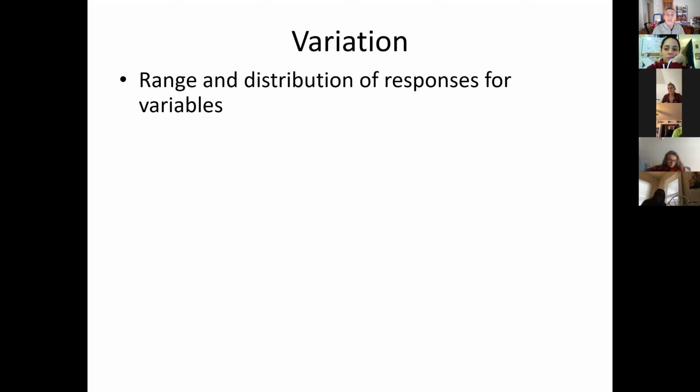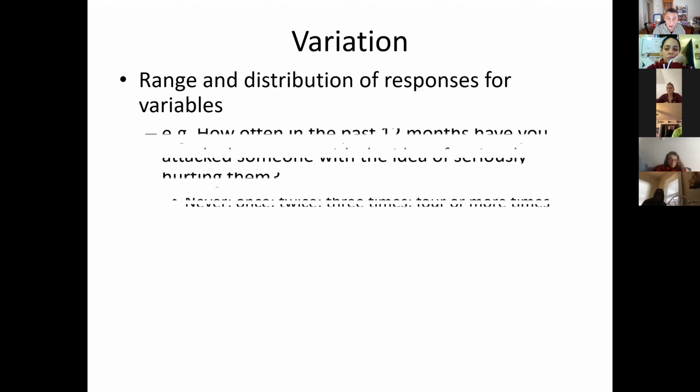There is, of course, variation around the average score, or variation around the median, when you look at a large distribution of people. Not a lot of people will have, or no one might have, the exact average. There will be a range and distribution of responses for variables, by definition, because variables are things that vary across observations. That's what makes them a variable.